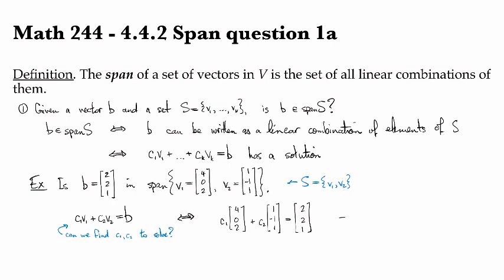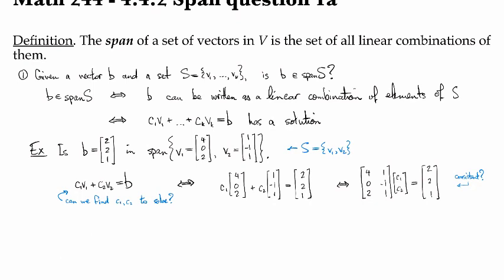And we know from matrix multiplication that a linear combination of columns like that is the same thing as a matrix product. So this is the same thing as the matrix with columns 4, 0, 2 and 1, minus 1, 1, times C1, C2, equals 2, 2, 1. So the question of whether or not we can find a linear combination is the question of whether or not this linear system is consistent. Okay, so how do we determine if a linear system is consistent? Well, we set it up as an augmented matrix and row reduce.